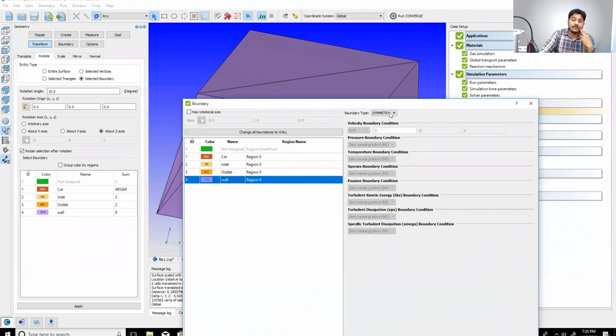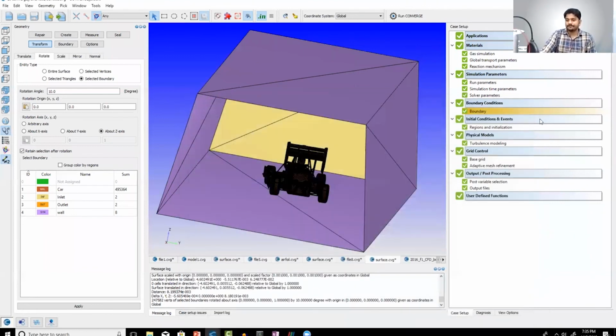As far as the wall, I'm using a symmetry boundary condition for the wall. This is one way to do it. The other way is to use slip boundary conditions for your wind tunnel completely.